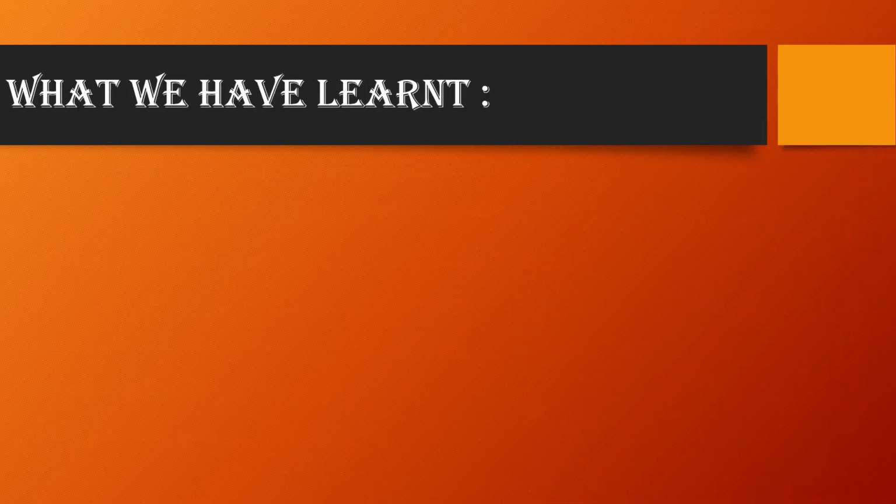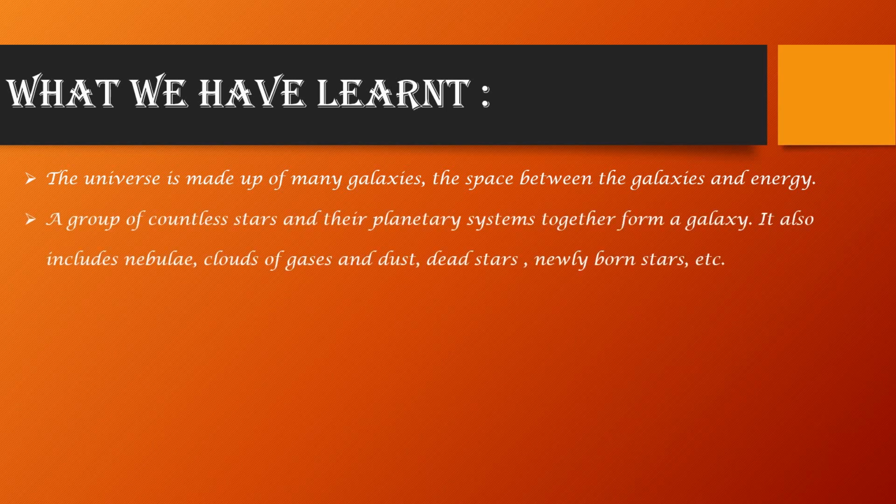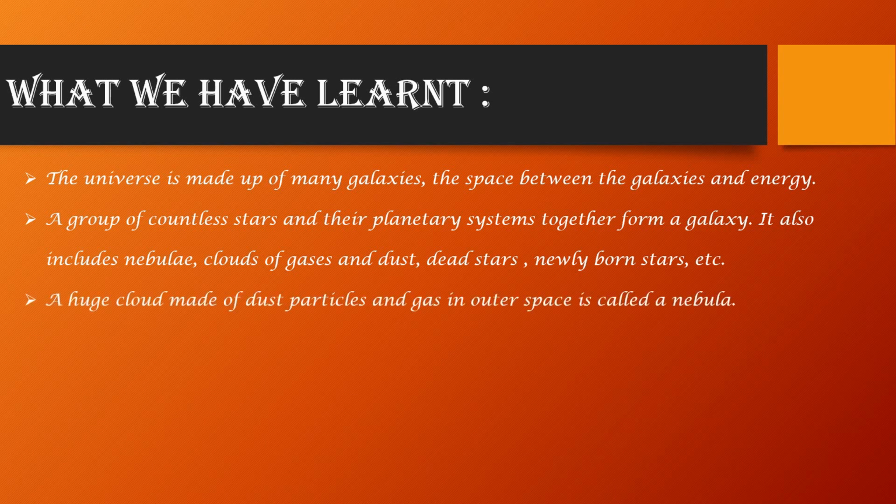So students, we have come to an end of the chapter. Now let us summarize what we have learned. We learned that the universe is made up of many galaxies, the space between the galaxies, and energy. A group of countless stars and their planetary systems together form a galaxy. It also includes nebulae, clouds of gases and dust, dead stars, newly born stars, etc. A huge cloud made of dust particles and gas in outer space is called a nebula.